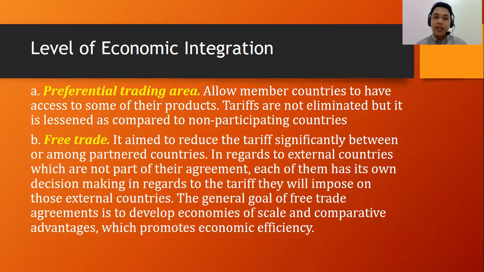Next is the free trade. Sa free trade, ang pinaka-aim niya is to reduce the tariff. Kailangan bawasan natin yung excess tax na binibigay sa mga imported goods para at least mas dumami pa yung nakakapag-avail ng mismong goods na meron po tayo. So yun yung kanyang principle, yung principle ng free trade with regards to economic integration.